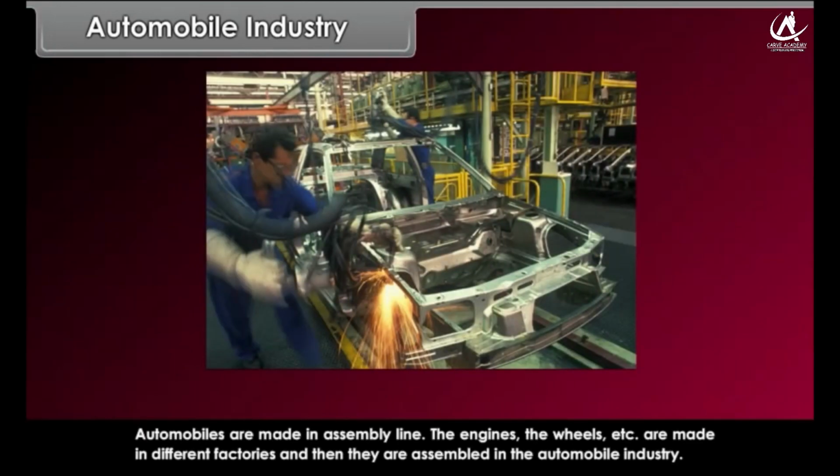Automobiles are made on an assembly line. The engines, the wheels, etc. are made in different factories and then they are assembled in the automobile industry.